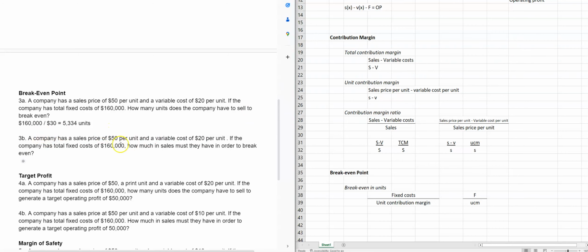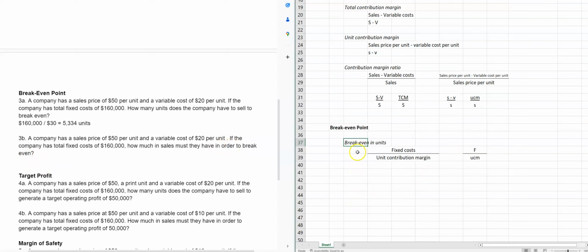Now here's a similar one, but now they're saying how much in sales must they have in order to break even. So now we're going to get into the break even in dollars formula.